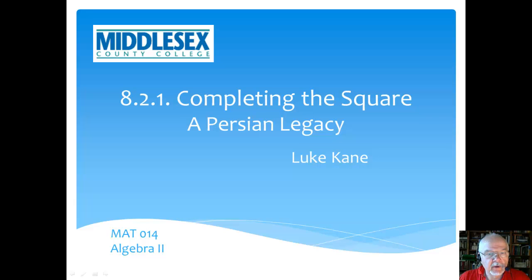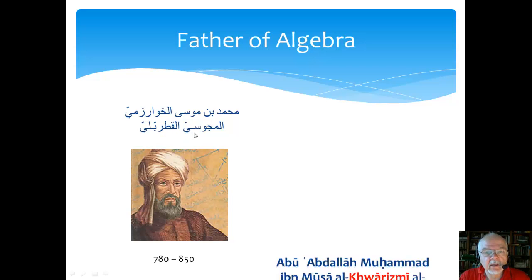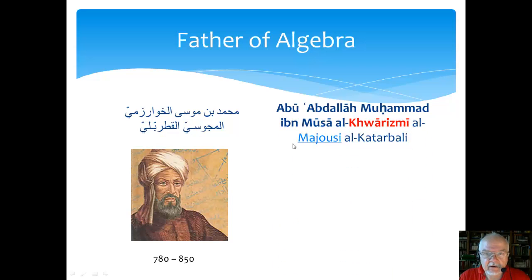Okay, before we go on, I'd like to just make a historical point about the technique we were just introduced to in the last video called completing the square. It comes to us from Persia, from this guy, in about the middle of the 9th century A.D. This is his name in Arabic. This is the Arabic transliterated into Roman script.